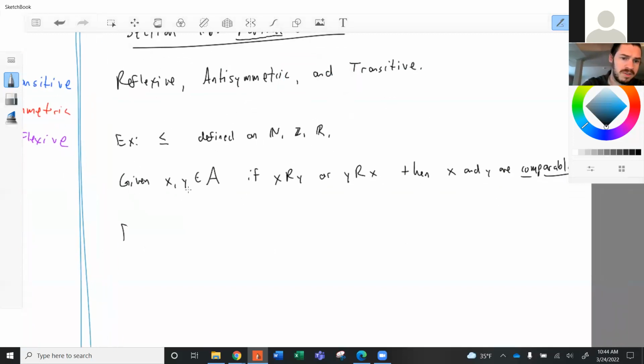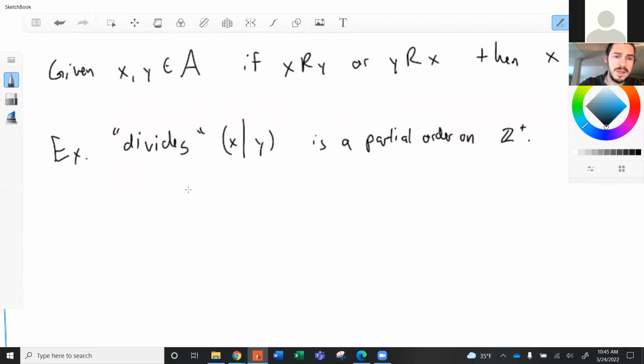So another example would be the divides relation. Using the pipe, x divides y like that. That is a partial order on integers, or at least positive integers. So you could say, for example, that 2 divides 3, right? So 2 is comparable to 3.